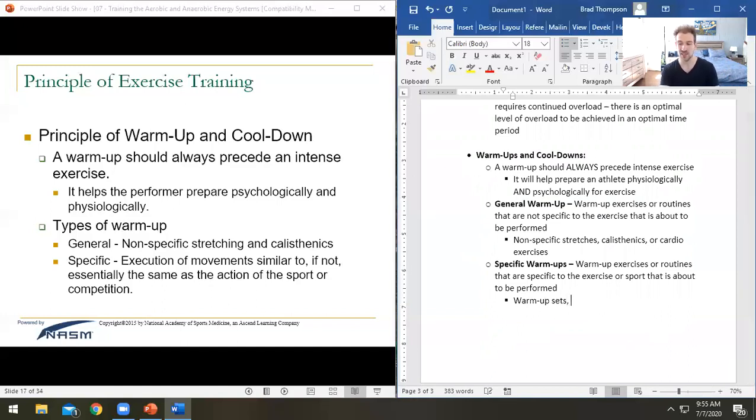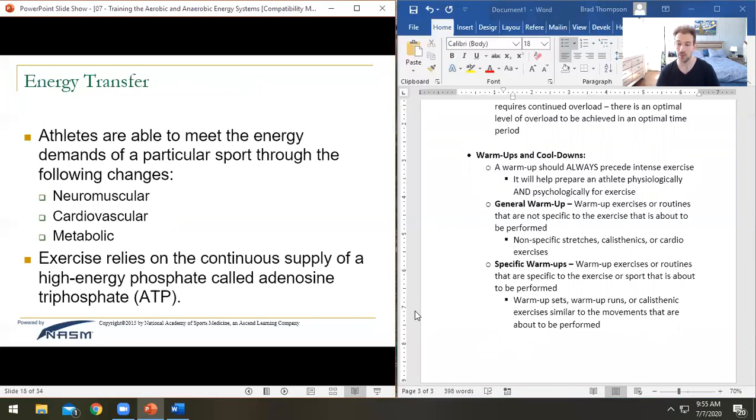So warm-up sets, warm-up runs, doing things like high knees, which is directly related to sprinting, or butt kickers, things like that, or calisthenic exercises similar to the movements that are about to be performed, right? Those are all really good examples of specific warm-ups.